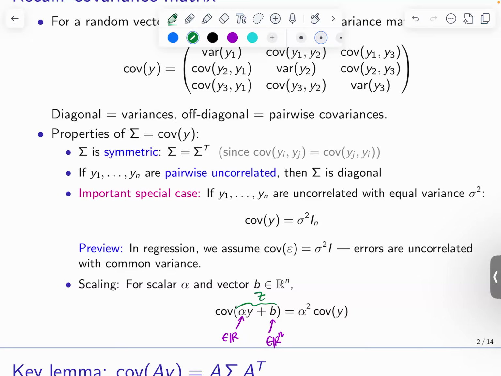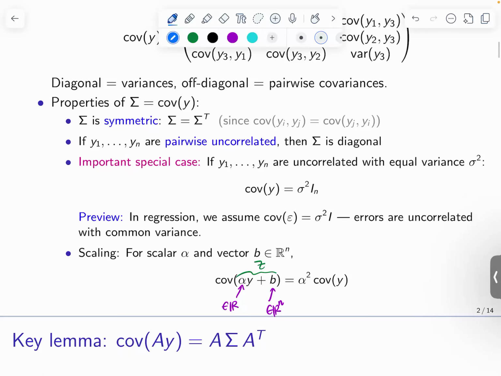It has a covariance matrix, and the question is: what is the relationship between the covariance of z and the covariance of y? This identity tells you that you can just drop b. So b doesn't change the covariance matrix, and then alpha just comes out as alpha squared. So you basically multiply the covariance matrix by alpha squared.